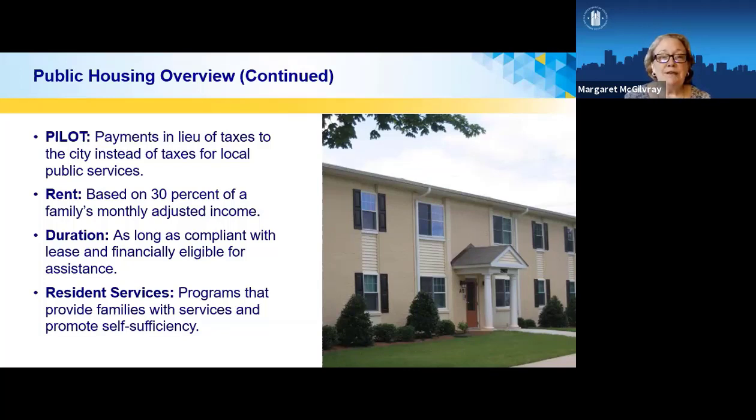Then they also receive a housing subsidy, which is called the HAP, or the Housing Assistance Payment, and that is paid directly from the PHA to the landlord on behalf of a participating family. Families receive a voucher which pays a portion of that rent and then allows them to find that housing in the private market.